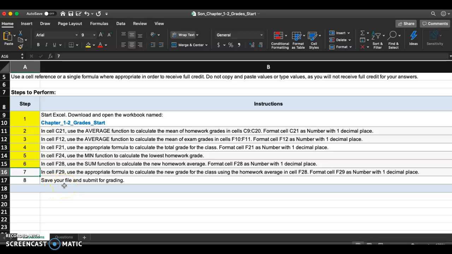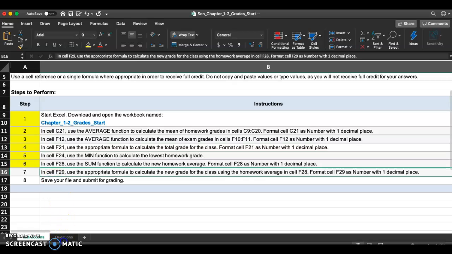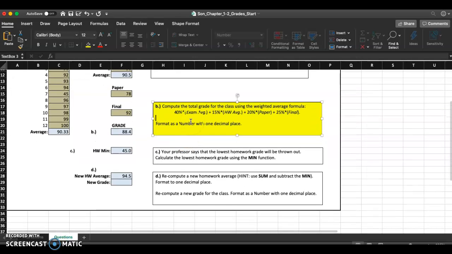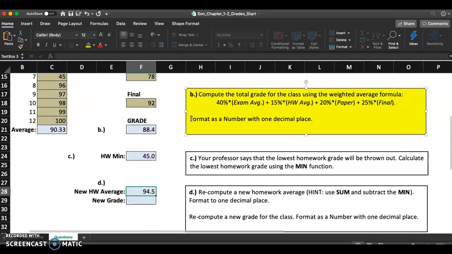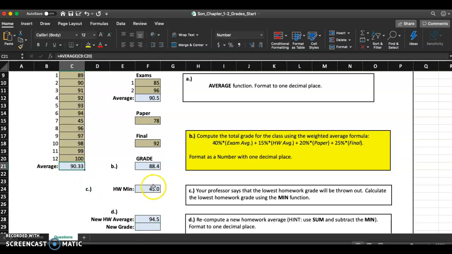In cell F29, use the appropriate formula to calculate the new grade for the class using homework average in cell F28. Format cell F29 as number with decimal place. So we're doing the same thing that we did in step 4. We're using that formula, that weight, adding what percent times, down again in F29. So I'm using this box that I highlighted in yellow, and these averages, homework average, exam average, paper, final, to get the new grade. Oh, I was wrong. I'm not using this homework average. I'm using this new homework average, which is slightly higher.